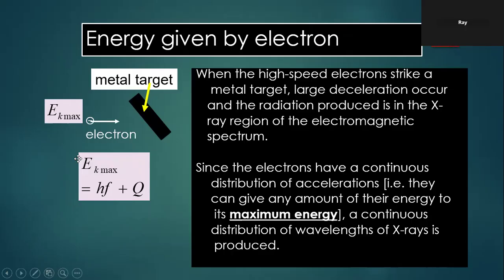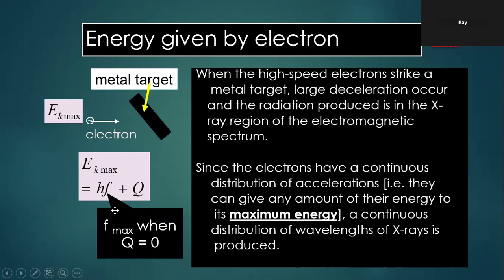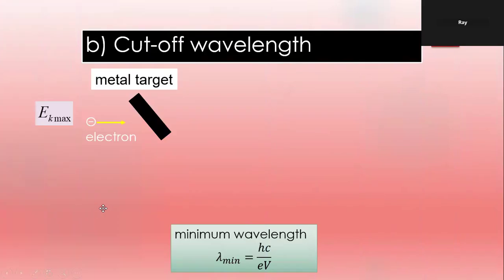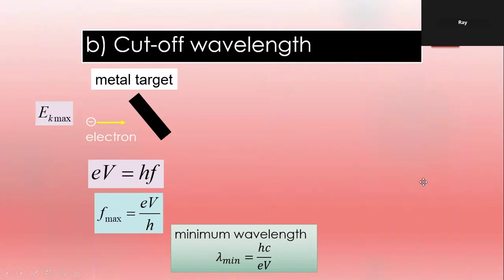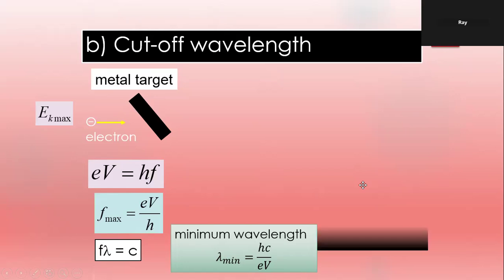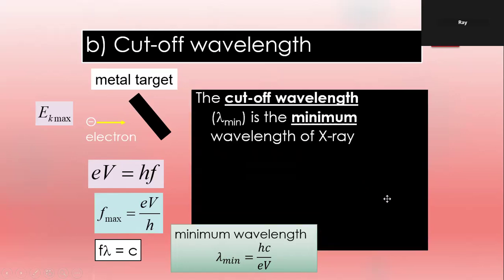That's our equation. Ek max equals energy of photon plus Q. The photon frequency f is maximum when Q equals 0. Right? So that is where you calculate your cutoff wavelength, the minimum wavelength. eV equals hf. For the minimum wavelength, replace f by c over lambda. Then take lambda across, take eV down, you get this equation. Okay, that's how you calculate your minimum wavelength.